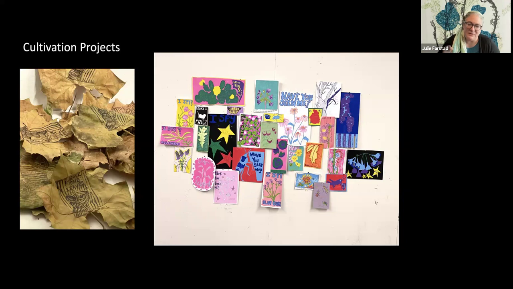So on the left, a student, we talked about how we treat our lawns as these status carpets, right? And so this student made a piece about leaving the leaves and how leaves provide habitat and food and shelter and all that kind of stuff. And so the student made prints on all of these leaves found on campus.